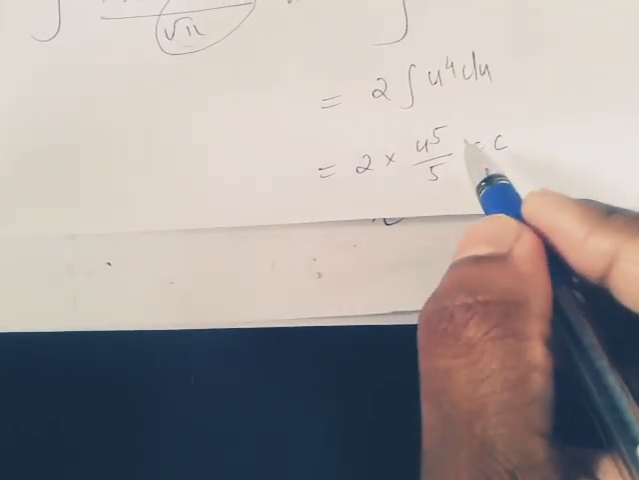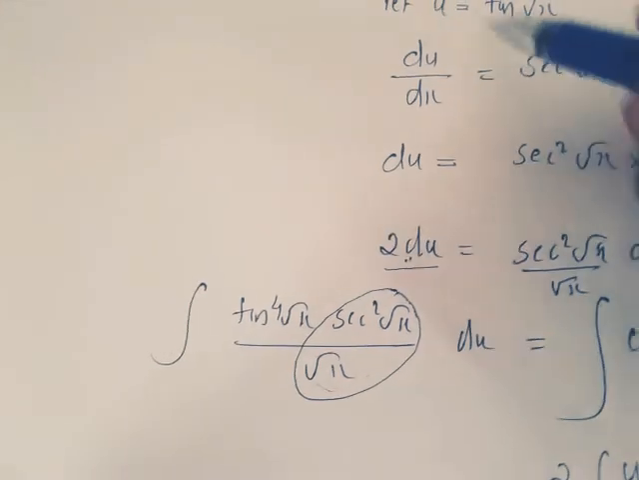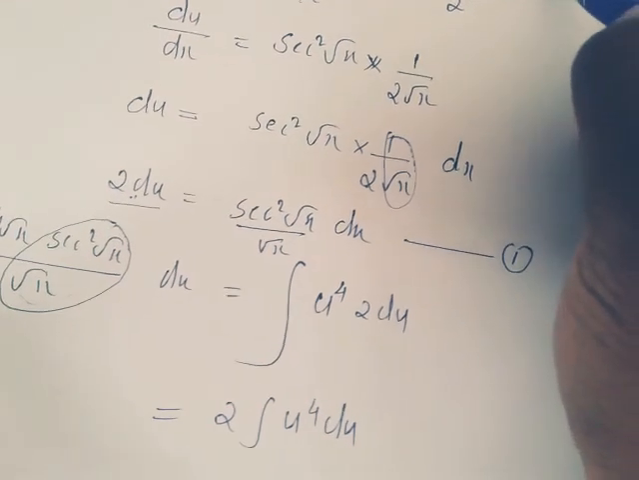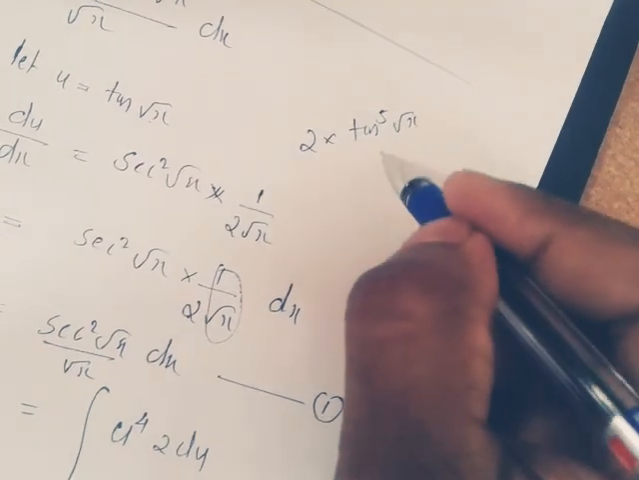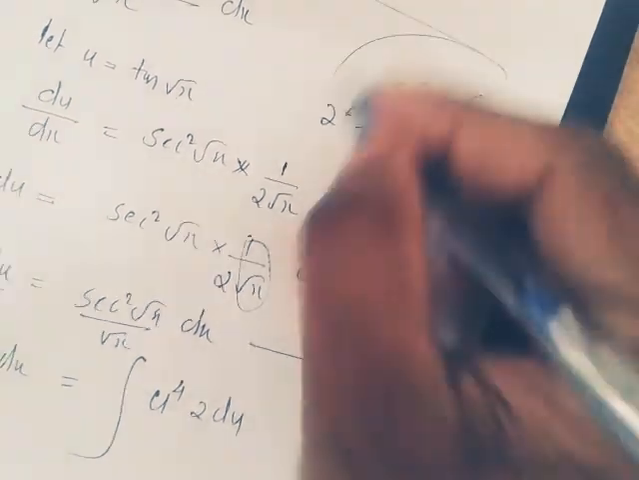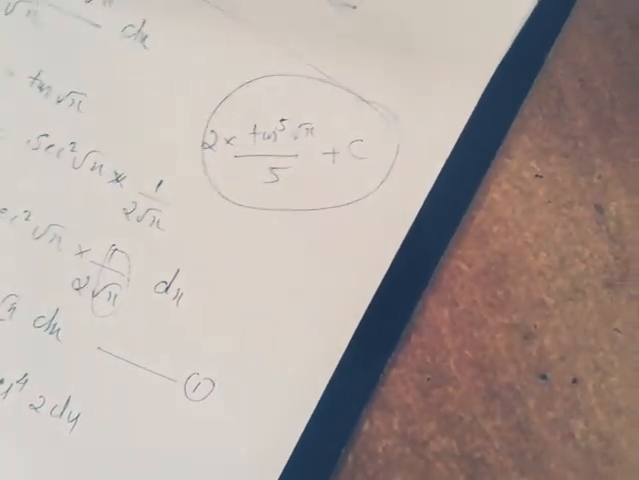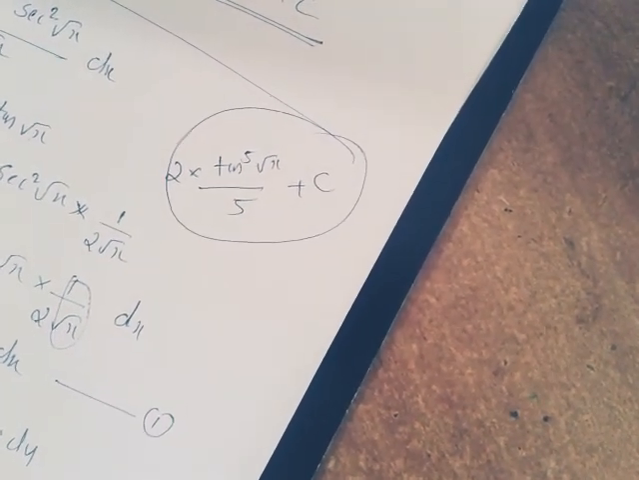And when you resubstitute u, the answer becomes 2 into what was u? Yeah, u was tan root x. So it becomes 2 into tan raised to 5 root x divided by 5 plus c, and this is the answer for this question. This is a method by which we can use substitution in this kind of standard problems.